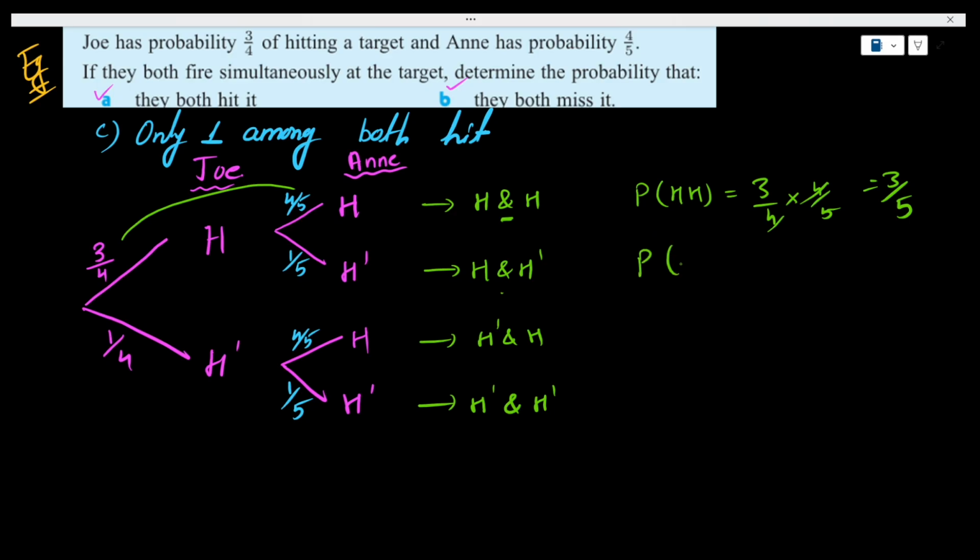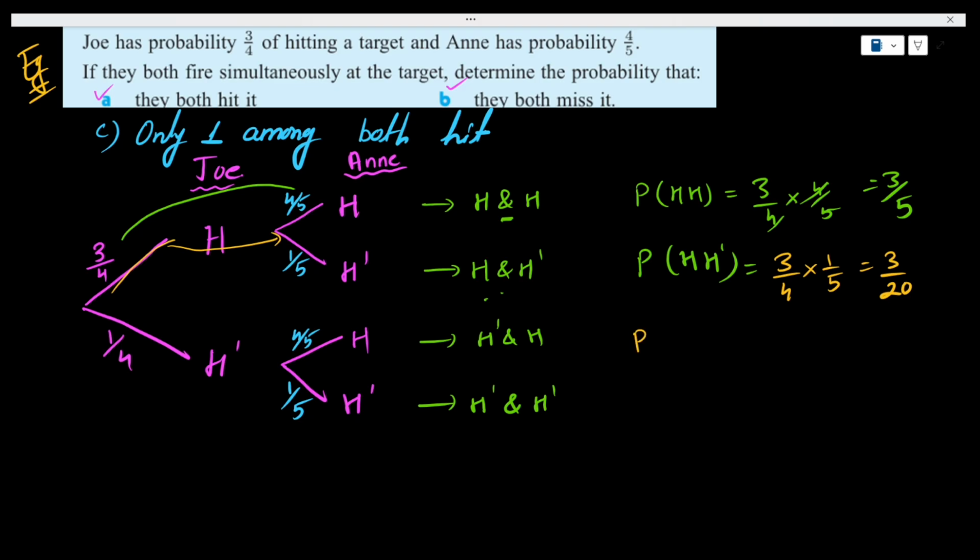Now the probability of hitting by Joe and not hitting by Annie. So you can write this down, but this means AND only, right? So again, if you see, it's going like this and like this. So here what are the probabilities on the branch? 3 by 4 times 1 by 5, that is going to be 3 by 20.